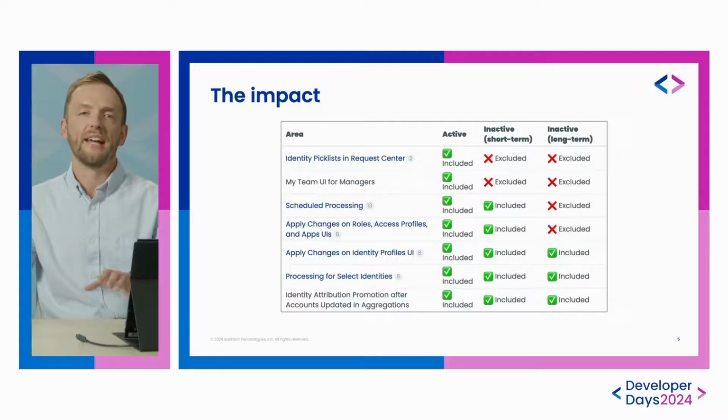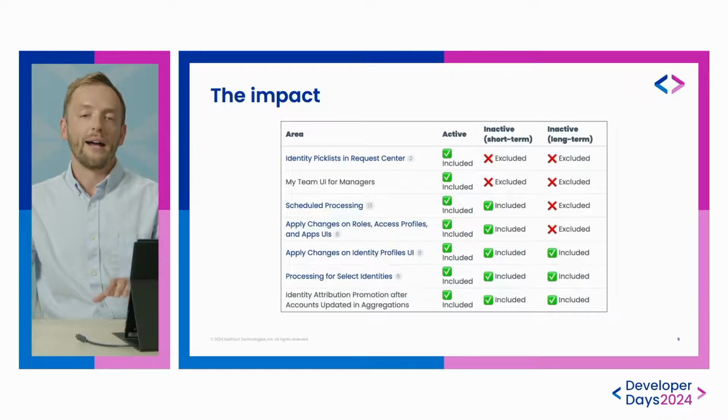Apply Changes on the Identity Profiles UI. Why is this one different? This Apply Changes button is for a process we call attribute promotion, which is if you've updated an identity attribute, including changing a transform or something along those lines, then we want to go ahead and push that change to all the identities on that identity profile.